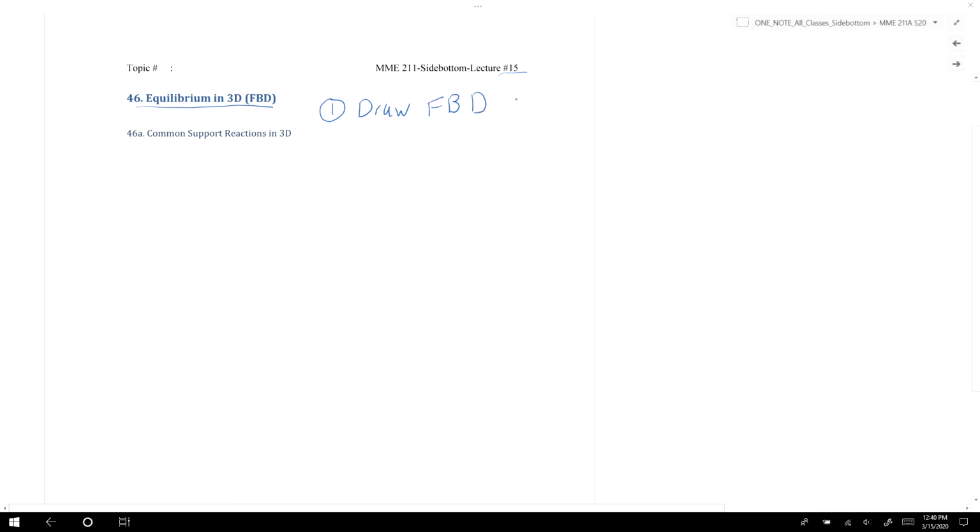To draw our free body diagram for a rigid body, we have to know a list of some common support reactions, or common supports that are used in structures. Typically different supports will provide either a reaction force or they will create a reaction moment. A reaction force prevents translation of a rigid body, while a reaction moment prevents rotation of a rigid body.